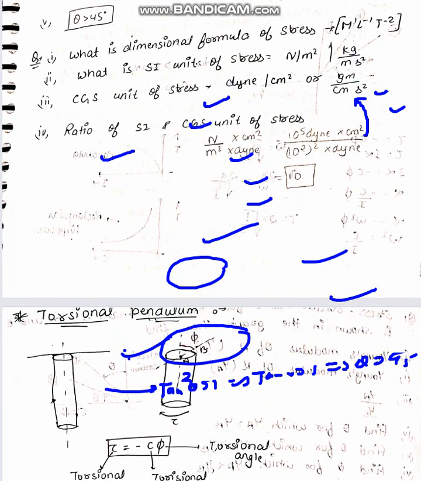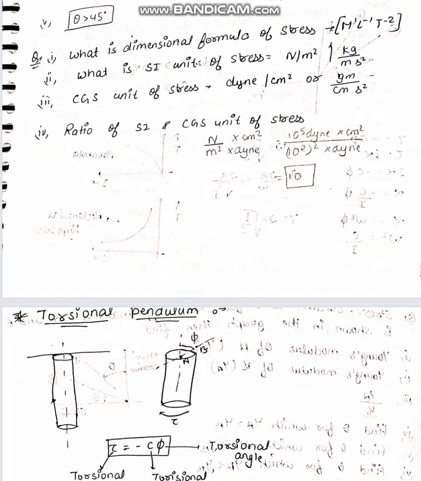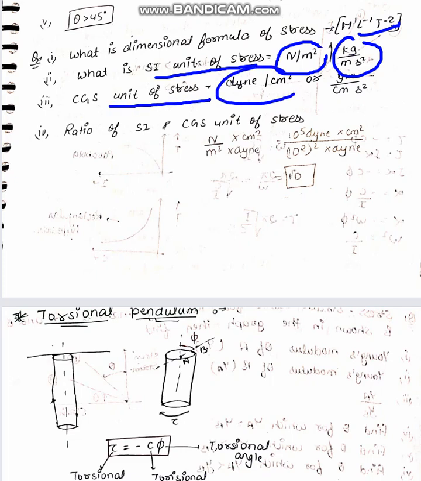The next question is about the dimension formula of stress. We know that the dimension formula of stress is M^1 L^-1 T^-2. Then in SI unit, it is Newton per meter square or kg per meter second square. Then about CGS unit, it is dyne per centimeter square. The ratio, if we calculate, comes out to be 10.